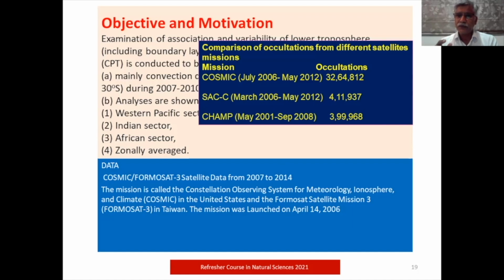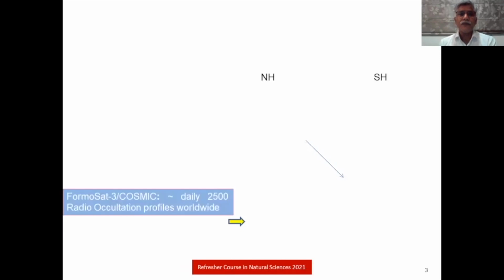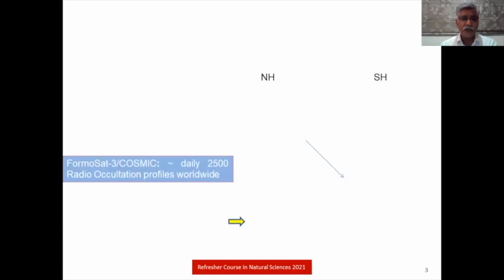And observations for this radio occultation are basically up to 40 kilometers from the ground. From ground means maybe just 2 kilometers to 40 kilometers. And if you are having this number of profiles all over the globe, it is really good to understand. So let me show you one example: daily you are having about 2,500 profiles.